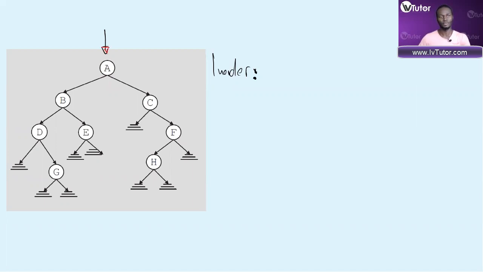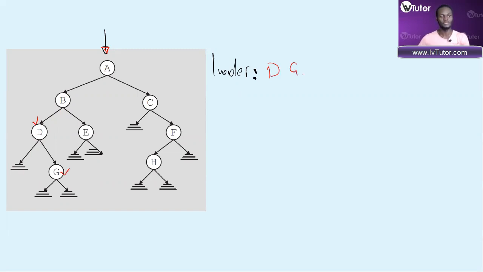When you visit A here, in-order says, before you print A, you have to start with the left of A because it's left, node, right, which means you have to go to B first. And when you get to B, you still have to apply in-order, which says before you visit B, you have to start with the left, which means you have to go to D. And before you visit D, the algorithm says you start with the left, but now there's nothing on the left. So we are done with the left, which means we can now print our node D, and now we can go to the right of D where we find G.